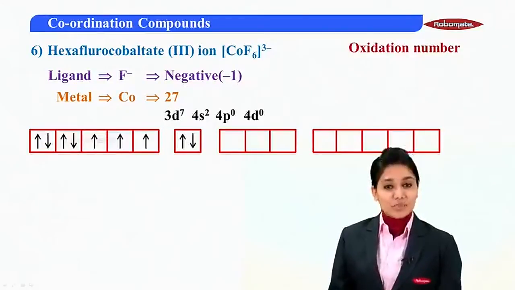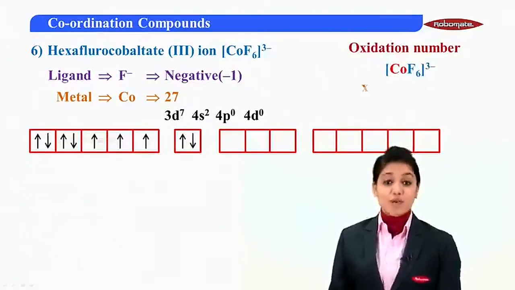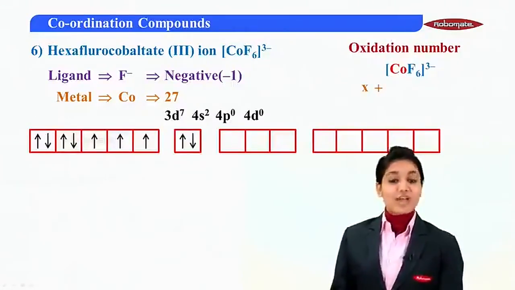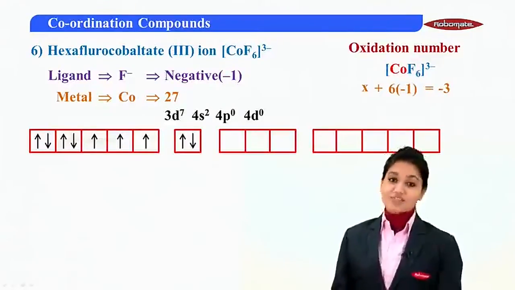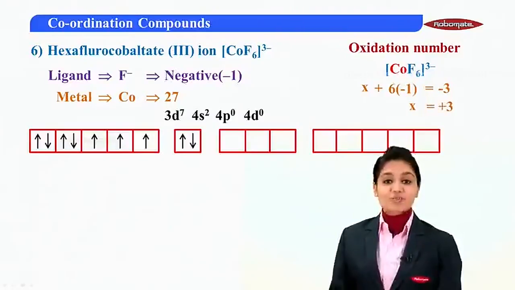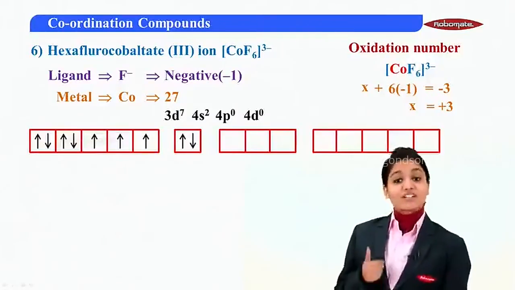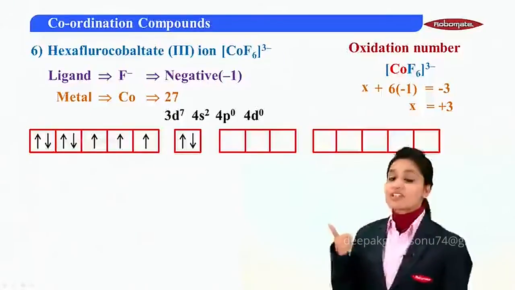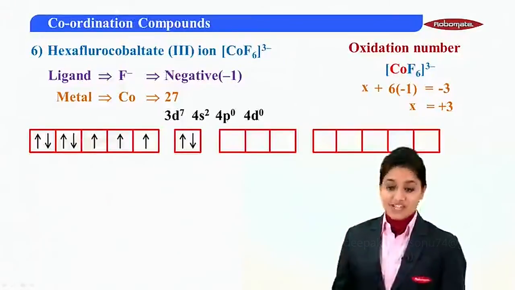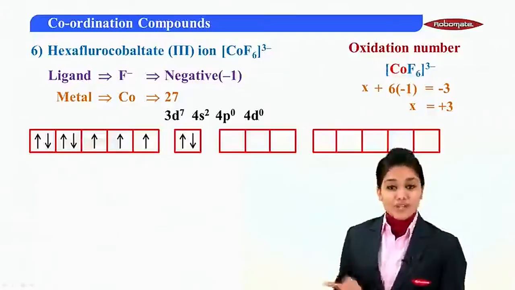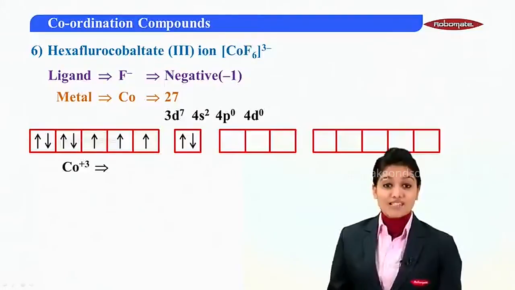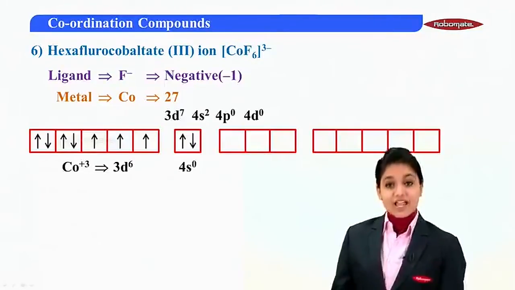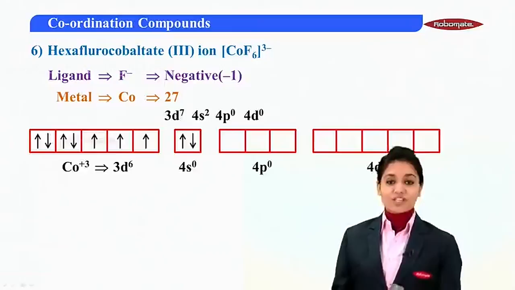Let us look at the oxidation number again. Assuming the oxidation number of cobalt to be x, the charge on fluorine is -1 each, and we have 6 fluorines here, so it becomes -1 into 6, which is equal to the overall charge, that is -3. Therefore, the value of x comes out to be +3. That means again, the metal, that is cobalt, present in this coordination compound will lose 3 electrons. Therefore, 2 electrons will go from 4s and 1 will go from 3d, making the configuration for Co3+ to be 3d6 and 4s0, and of course 4p and 4d are 0.